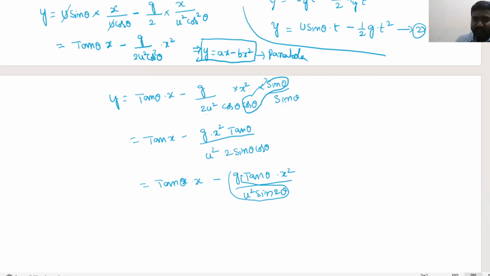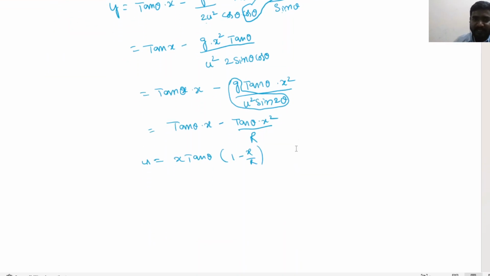Now u square sin 2 theta divided by g you can take as the range of the projectile. Therefore you get tan theta times x minus tan theta times x square divided by the range of the projectile. Just common out x tan theta. So you get 1 minus x upon R. So it is also a trajectory equation of a projectile: y equals x tan theta times (1 minus x upon R). Okay.